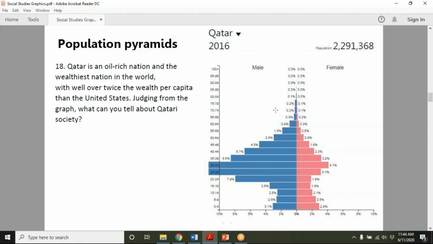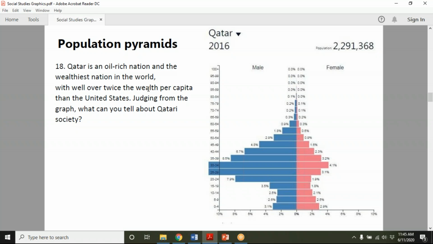Qatar in the Middle East. It says Qatar is an oil-rich nation and the wealthiest nation in the world. Per capita, it's the wealthiest nation, with well over twice the wealth per capita than the United States. So the average person in Qatar has twice the wealth than the United States, and I'd say the United States is doing pretty good.